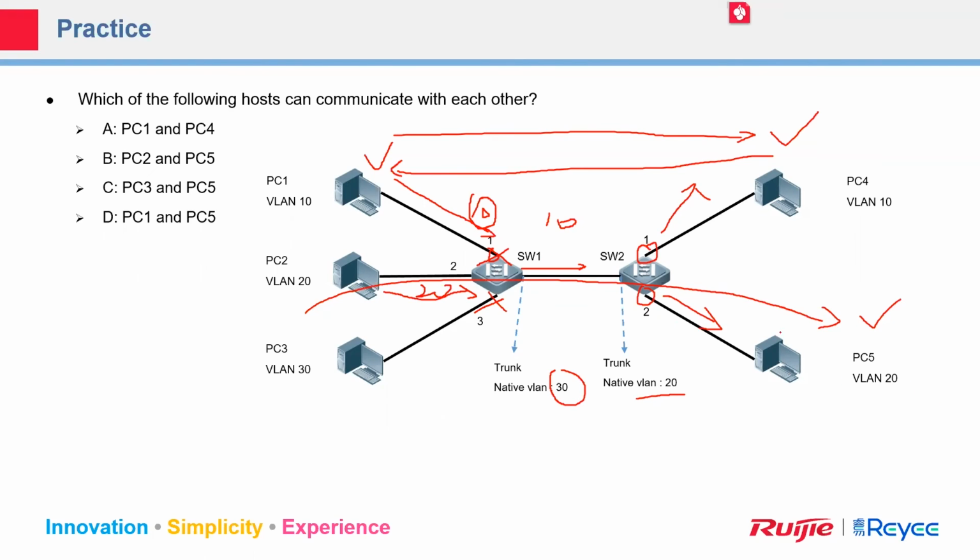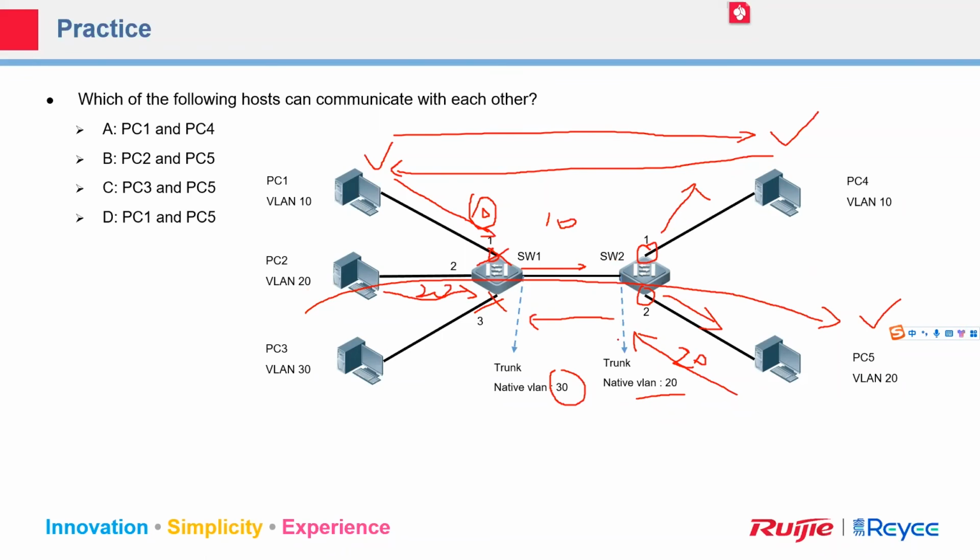It's okay. Let's see the reply from PC5. If PC5 sends the packets to switch 2, we will add VLAN 20, right? Okay. Then the packets will be sent out of switch 2. The key point is whether switch 2 will delete the VLAN tag or carry the VLAN. Yes, the correct answer is delete.